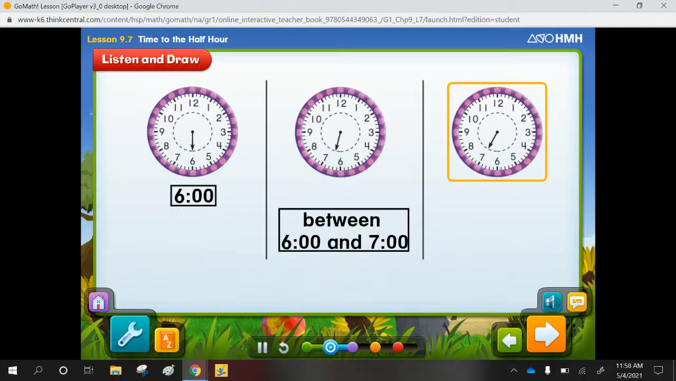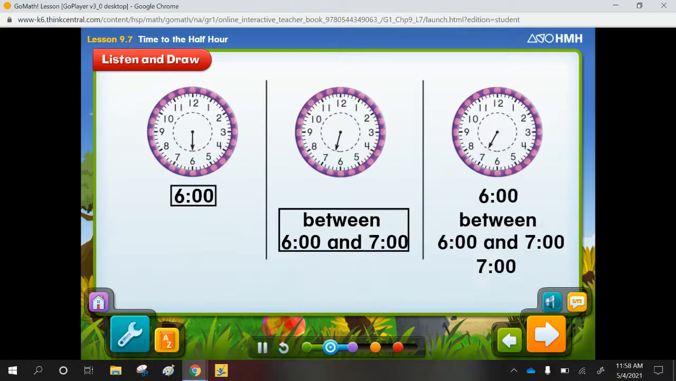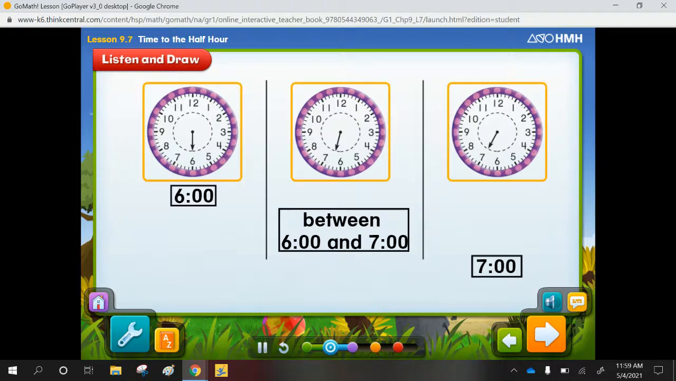Here's one more clock. Look at the hour hand. Which choice best describes the time shown? 6 o'clock, between 6 o'clock and 7 o'clock, or 7 o'clock. Click the time shown on the clock. The hour hand points to the 7. So it's 7 o'clock.